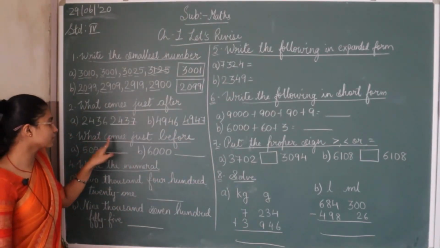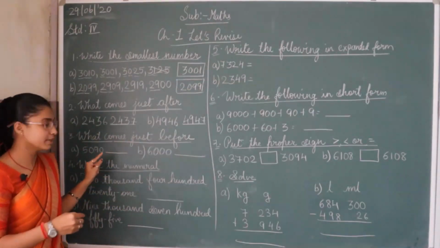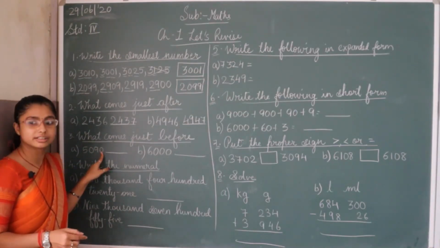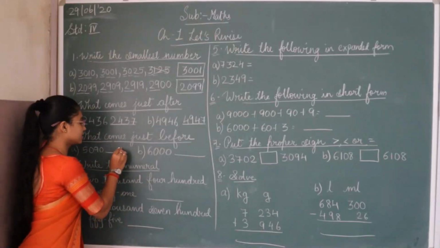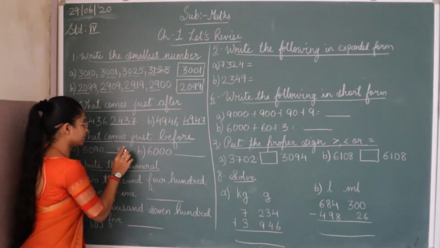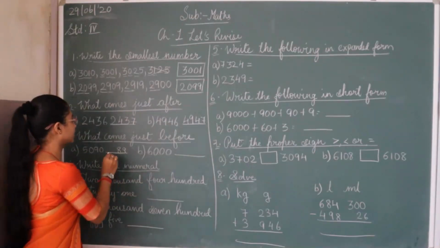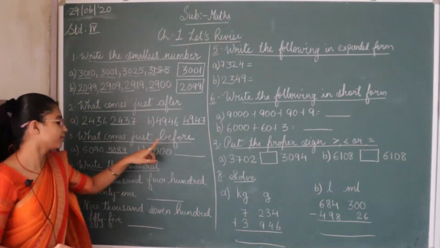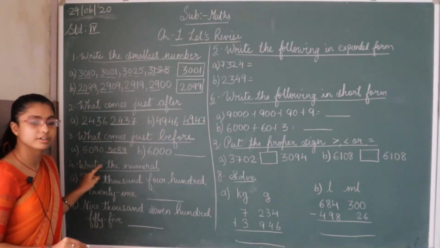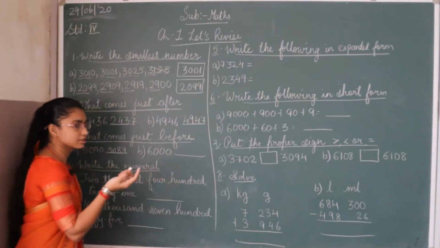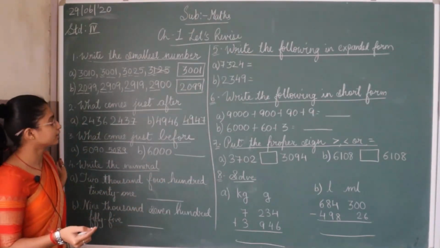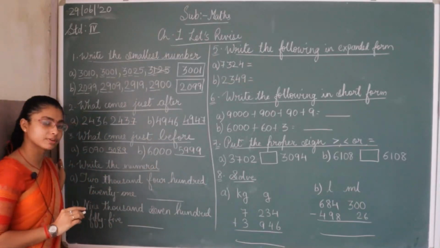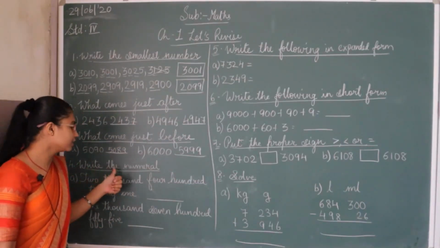Now next heading is what comes just before. मतलब उसके पहले क्या आता है? 5090. 90 के पहले क्या आता है? That is 89. That means 90 के पहले 89. And this is 5000. That means 5089 comes just before 5090. Same 6000. 6000 के just before कौन सा number आता है? That is 5999.